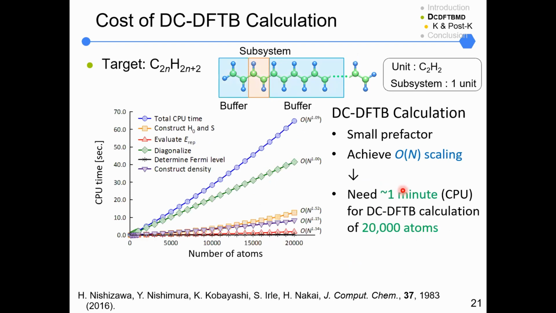So then we combined the divide and conquer scheme with the DFTB calculation. We found a tremendous acceleration was achieved like this one. Only 1 minute is needed for the DcDFTB calculation of 20,000 atoms. Such acceleration was not achieved in the DC Hartree-Fock or DC-DFT calculations. So I can say the combination of the DFTB and the DC is ideal.